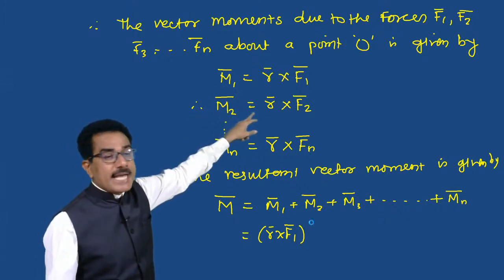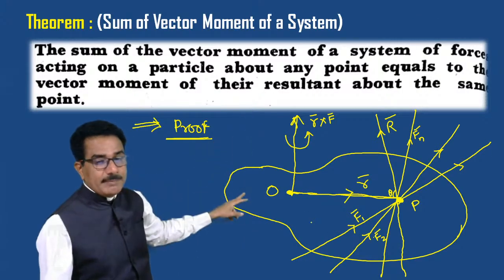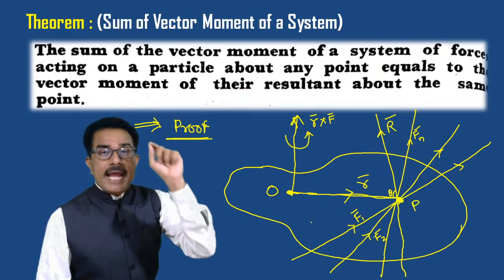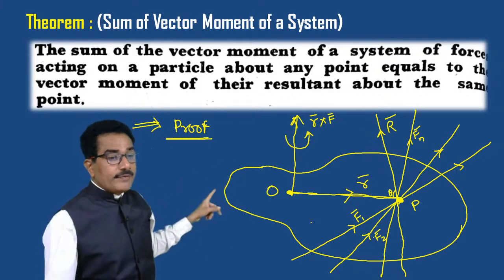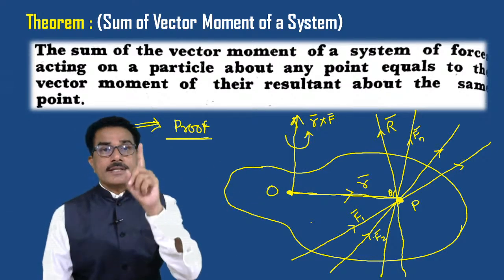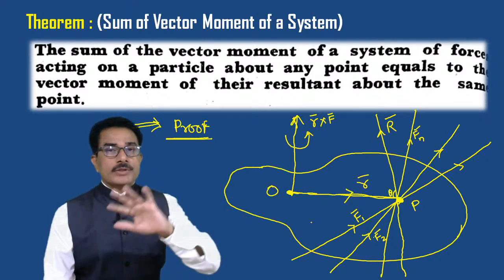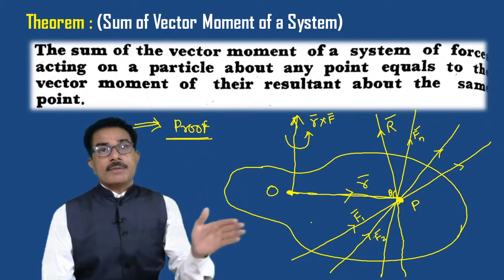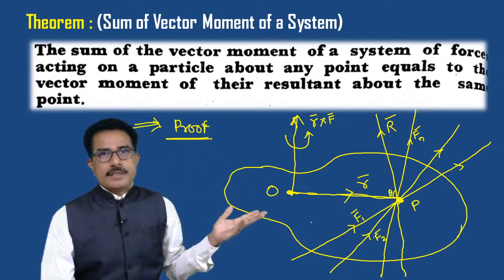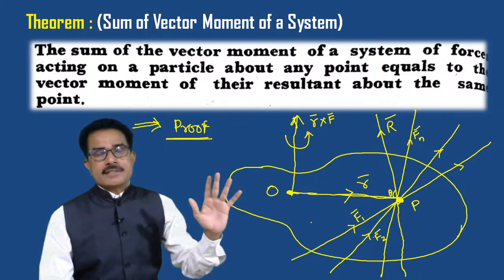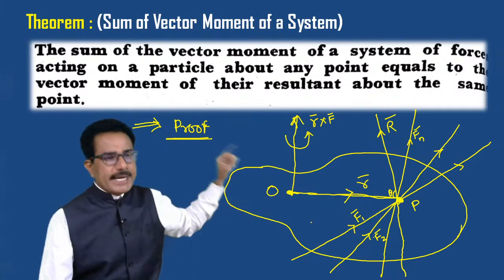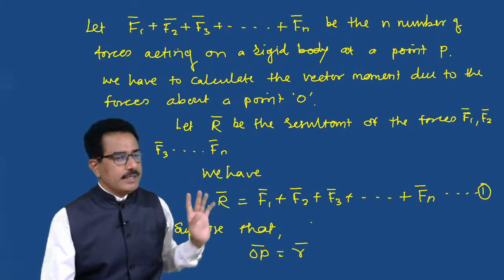Why can we take this r bar? See here in this diagram all the forces are acting at a point P, therefore OP bar is equal to r bar, which is a single vector, so it is not necessary to write r1 bar, r2 bar. We can't write that here because all these forces are acting at a point P.